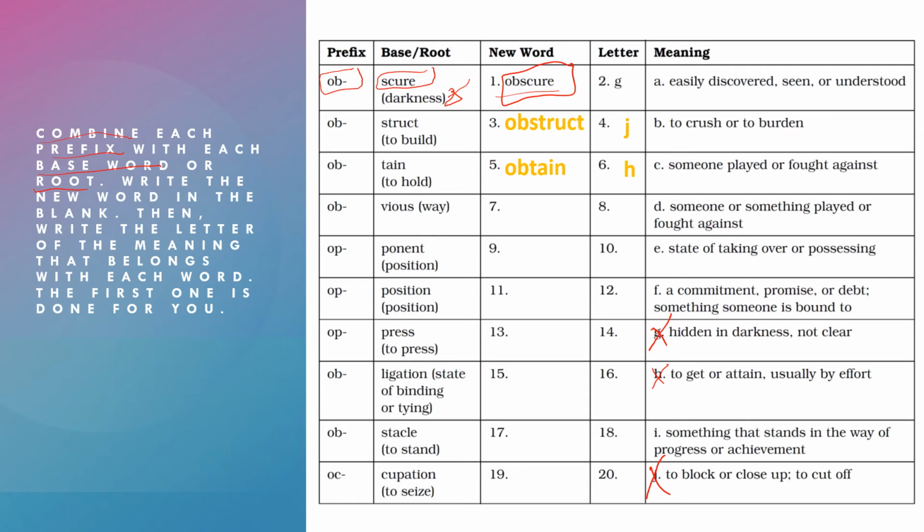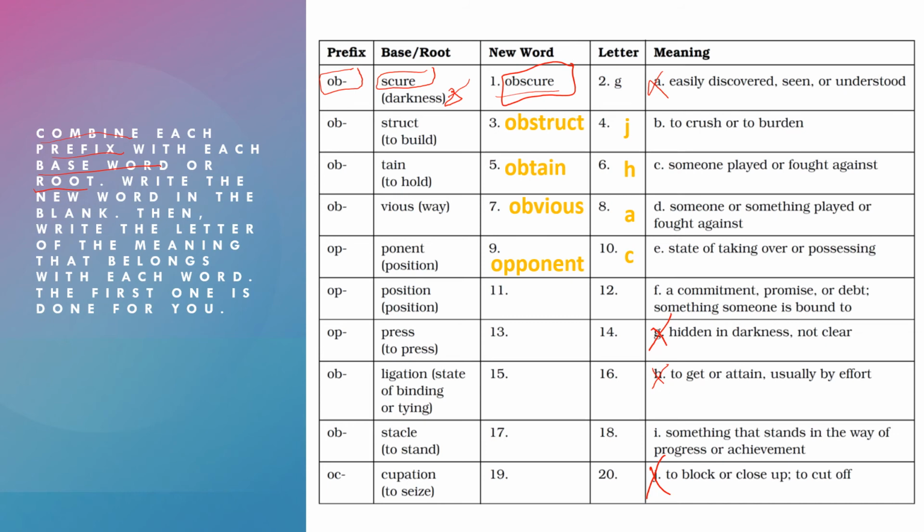Then we have again ob and vious. Vious means way. Obvious, I believe many of you are familiar with the word obvious. It's A, which means easily discovered, seen, understood. All right. Next we have opponent. Opponent means position. So your opponent is someone played or fought against.